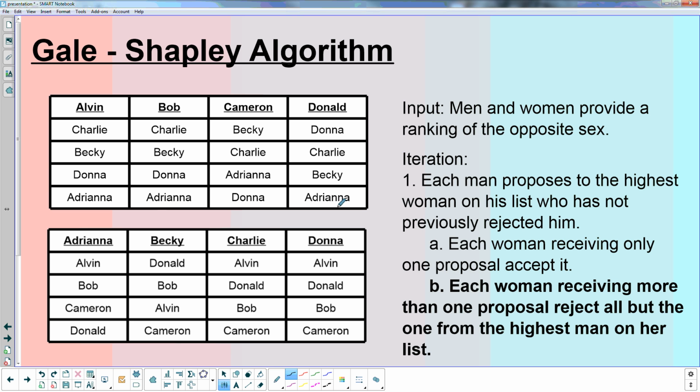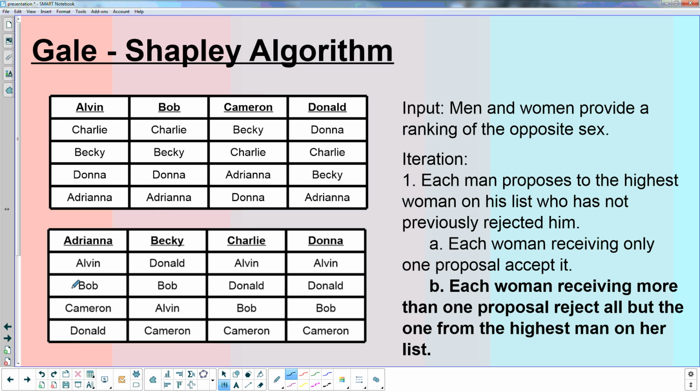For instance, if Becky receives proposals from everybody in a specific round, she would reject all but Donald, because Donald is the highest name on her list. If Charlie receives proposals from Donald, Bob, and Cameron, she would reject all but Donald's proposal, because he is the highest name of the proposals that she got.